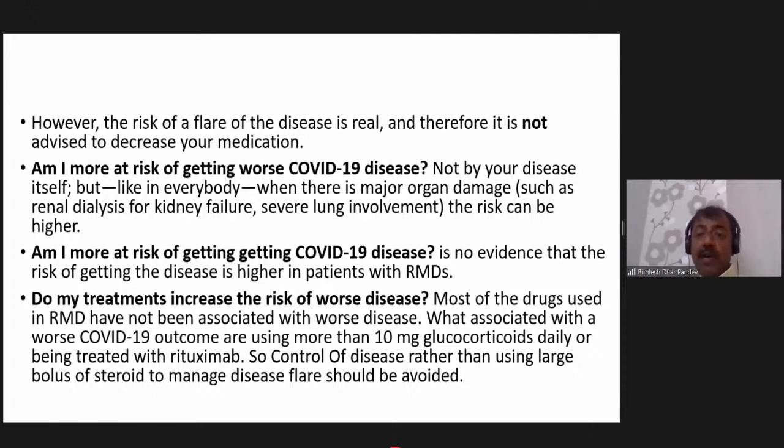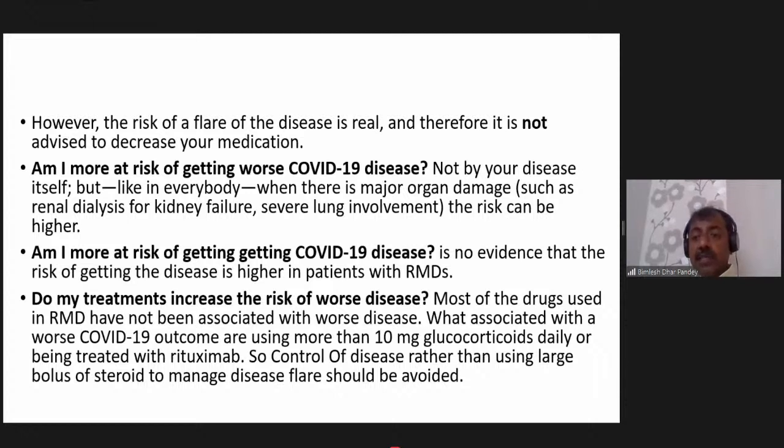But if you stop your drugs, say if you are having GPA where your kidneys are at risk, you will have major organ damage if you stop your drugs. And there isn't any risk of getting a worse disease or more COVID-19 if you're taking your drugs, whether they are immunomodulators or immunosuppressants. And then there was another question: do my treatments increase the risk of worse disease? And the answer is clear cut, no.